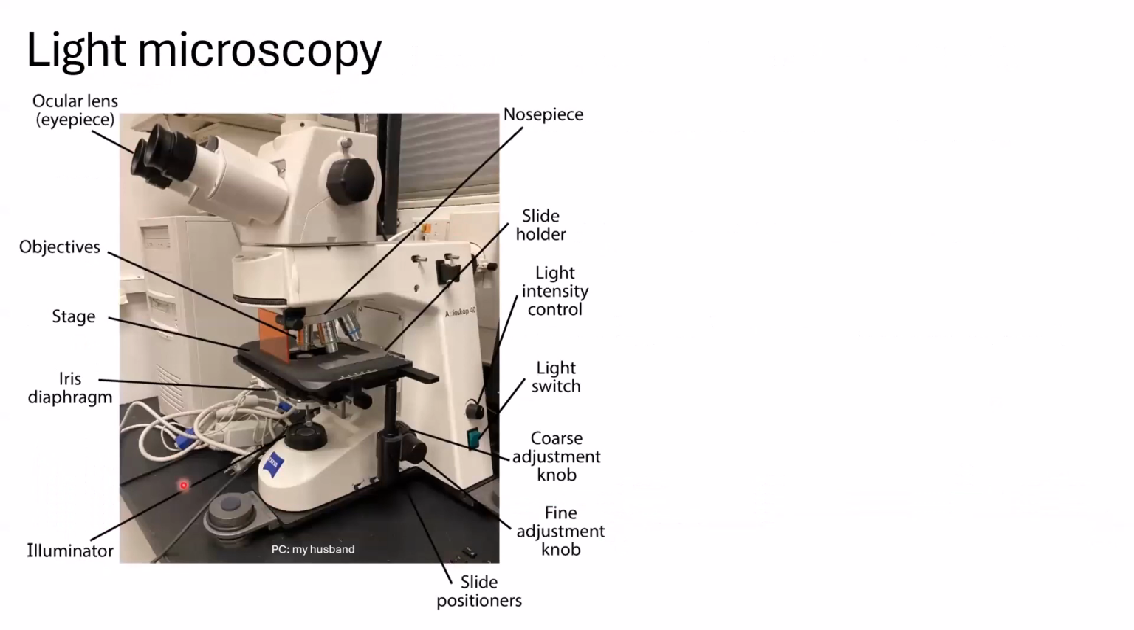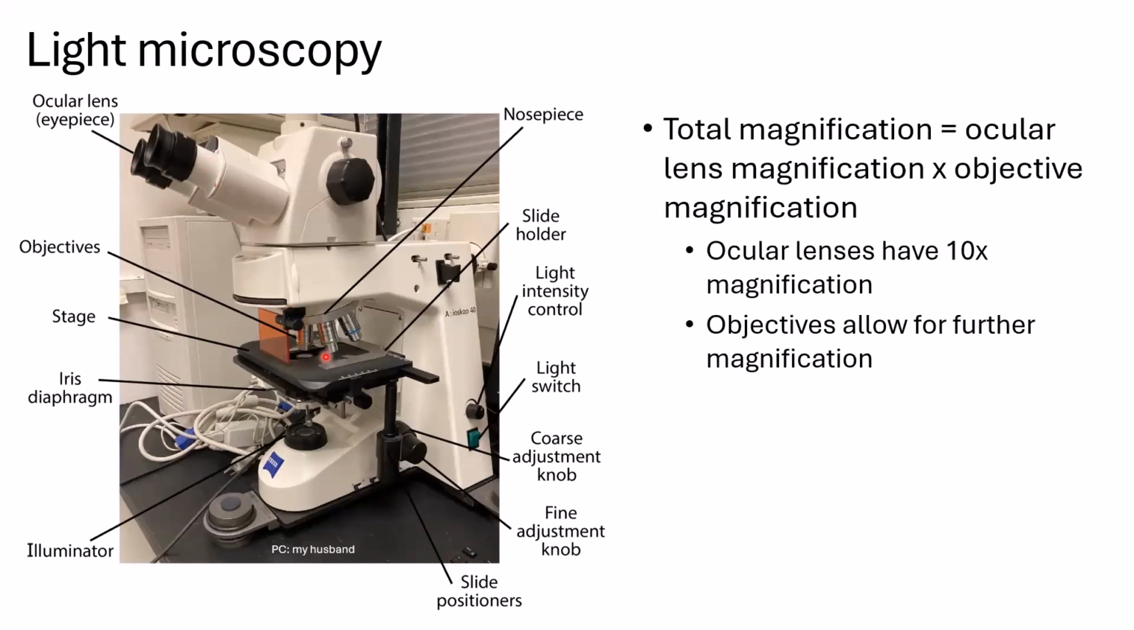Here is an image of a light microscope with various parts labeled. At the top, we have the ocular lenses, which are also referred to as eyepieces. This is the part we would use to look into the microscope and observe our sample. The ocular lenses generally have a 10x magnification.